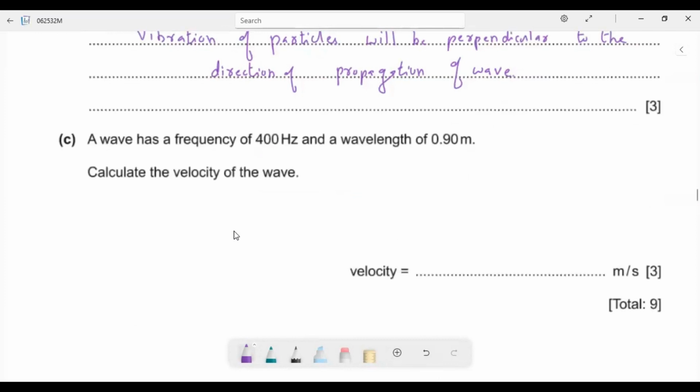A wave has a frequency of 400 Hz and a wavelength of 0.9 meter. Calculate the velocity. So here velocity can be written as frequency into wavelength, that is f lambda. Both are given: frequency is 400 Hz and wavelength is 0.9 meter. Just multiplying, we get 0.9 times 400, that is 360 meter per second.